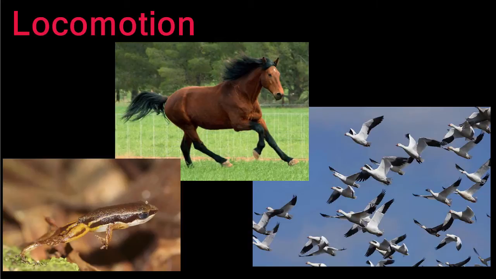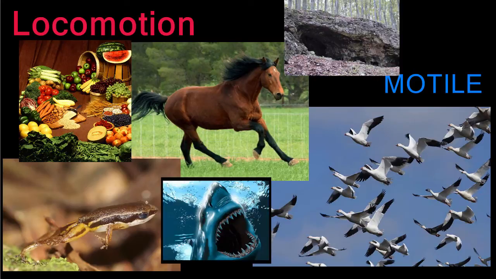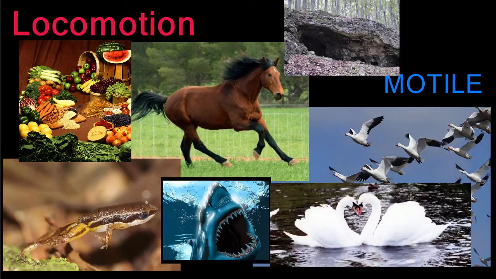Organisms that do have the ability to move are called motile. Locomotion is important because it allows motile animals to find food, seek shelter, escape predators, and find a mate.